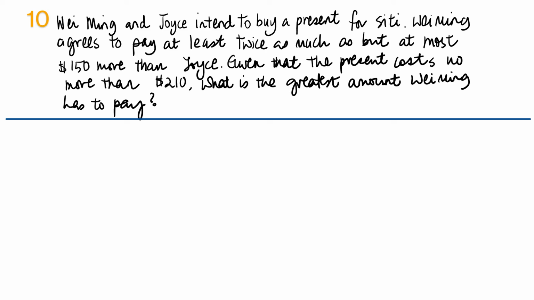And then once you have a plan, you have an idea, the next step is to carry it out, and that is to present your solution. So we're going to carry out the plan. There are 2 persons involved here, one is Wei Ming and one is Joyce. I just realized that I spelled Wei Ming's name wrongly. There should be M-I-N-G, Wei Ming. So this is a partnership. Both of them want to share the cost of a present for Siti.